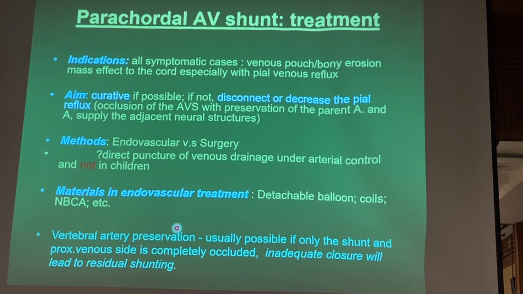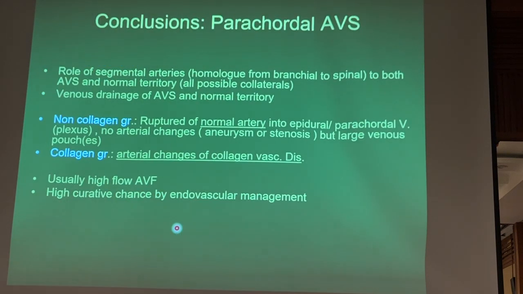As I told you, for the vertebral artery, it's a smaller population in which we can preserve the parent artery. The role of segmental arteries is very important. We try to check all the possibilities of collateral circulation. And remember, we are talking about a big basket at the vertebral level. So most of the paravertebral ones will be in the upper 2 levels of the vertebral artery. And that's it.